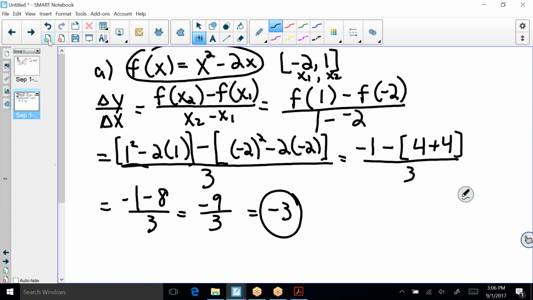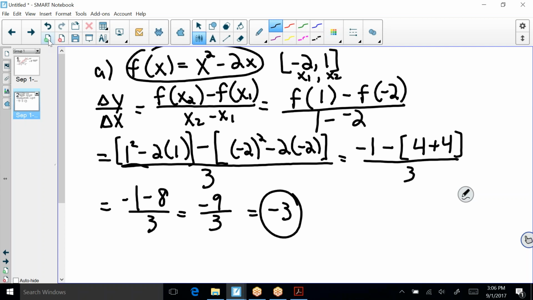So the average rate of change of this function, this is going to be a parabola if we would graph it, between the x values negative 2 and 1 is going to be negative 3. So the slope of that secant line in that interval is going to be a negative 3.